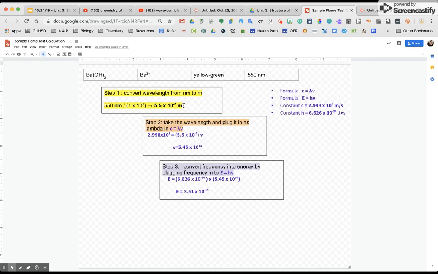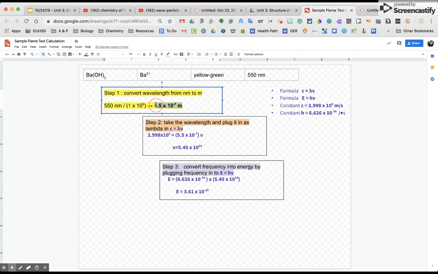A couple of things you can do to sort of check your work as you go. Every single wavelength in meters will have an exponent of 10 to the negative 7. Every single frequency that you calculate here will have an exponent of 10 to the 14th. And every single energy that you calculate will have an exponent of 10 to the negative 19.